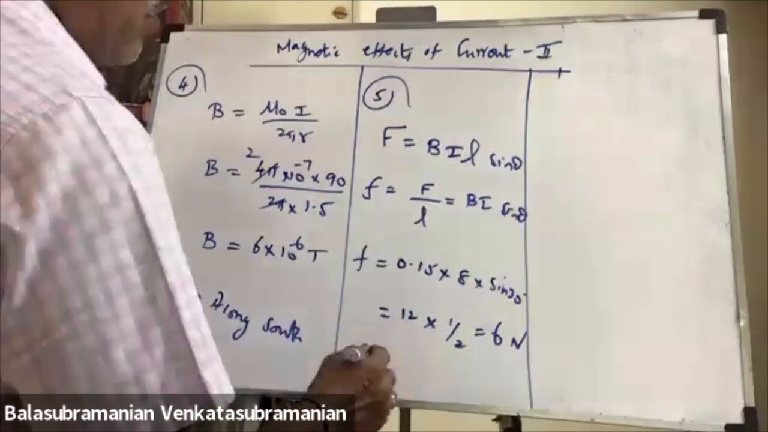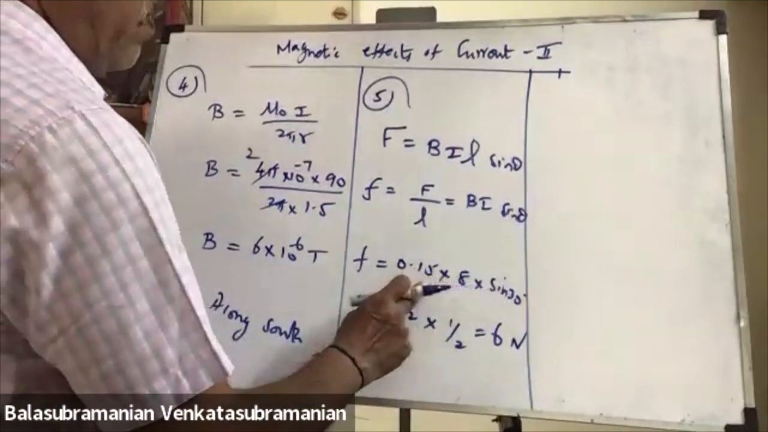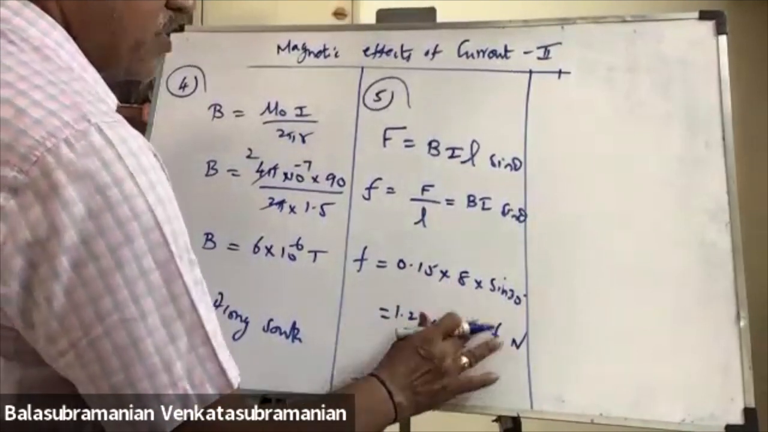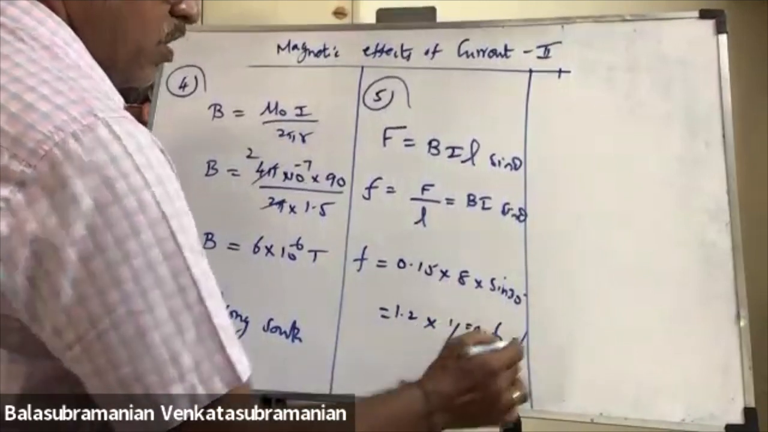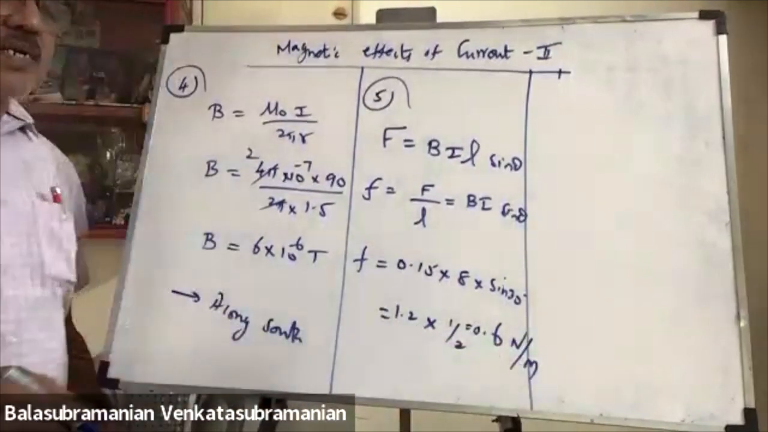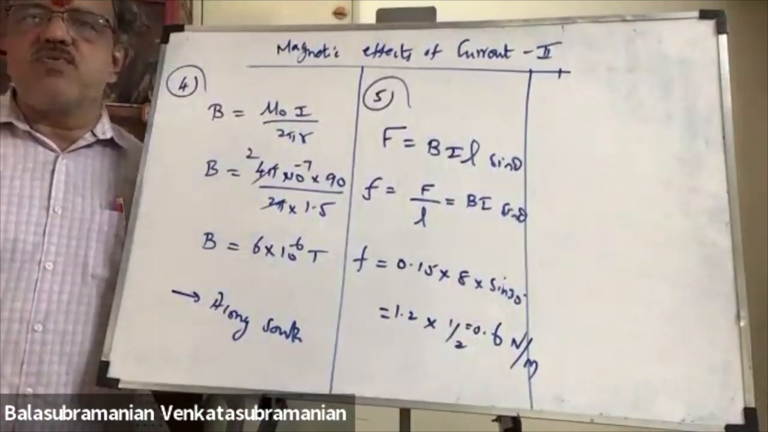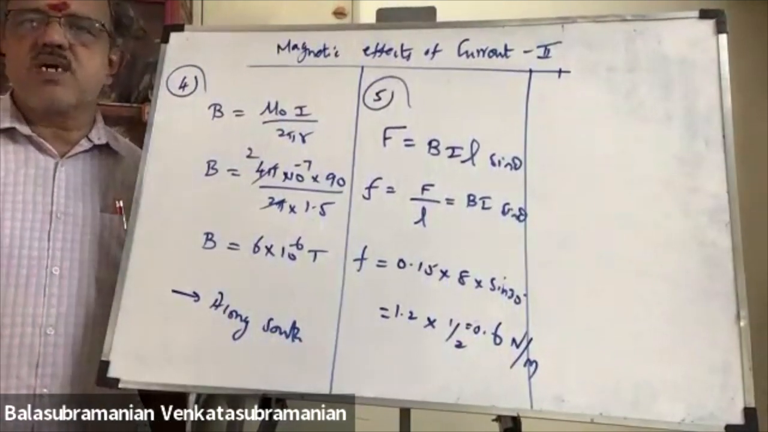8 into 0.15: 8 into 15 is 120, so it is 1.2. So 0.6. Force per unit length, so Newton per meter should be the unit. Okay. Fine.